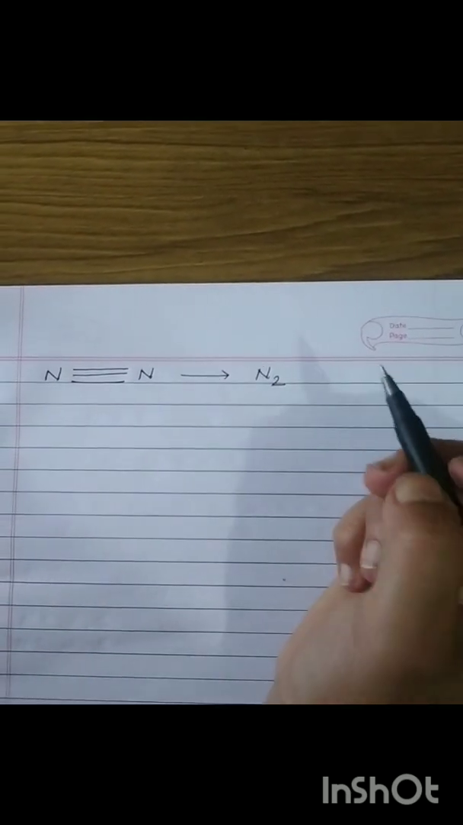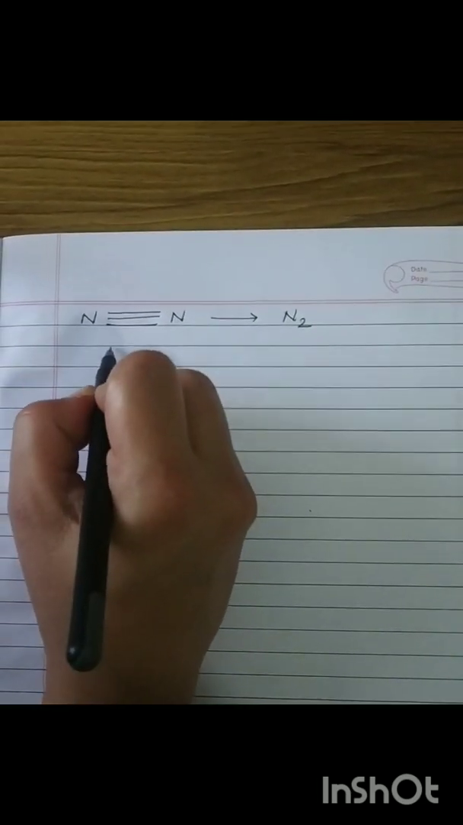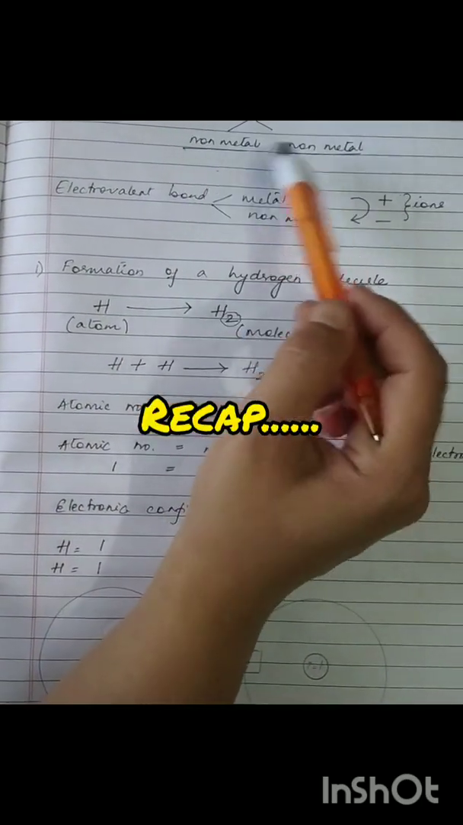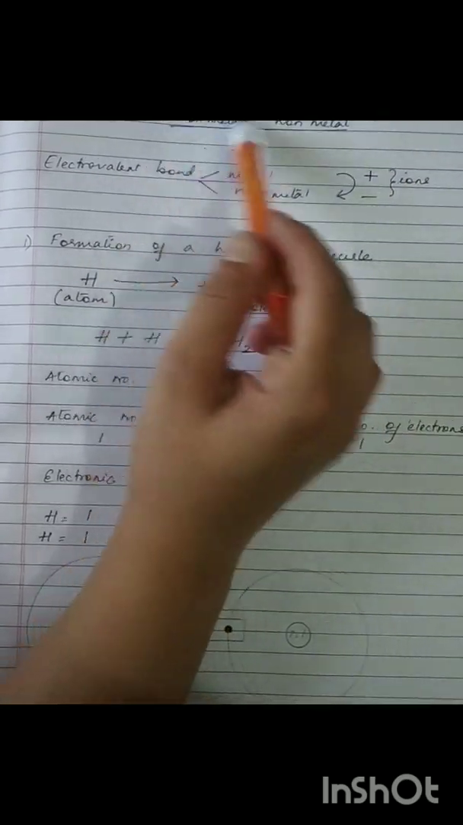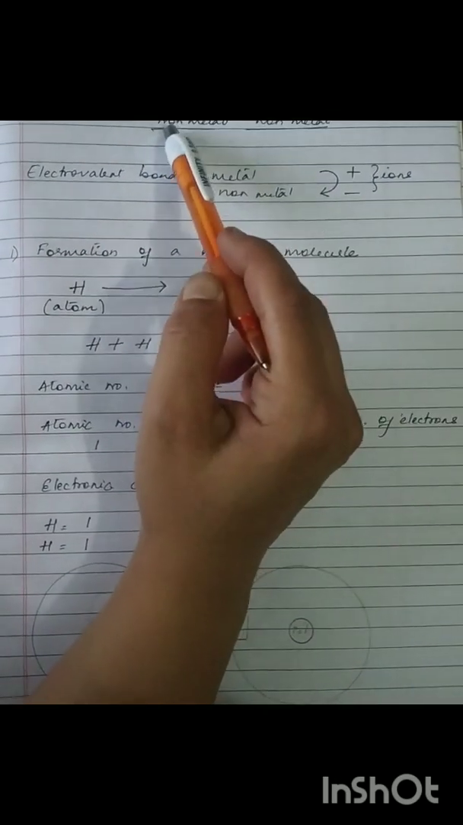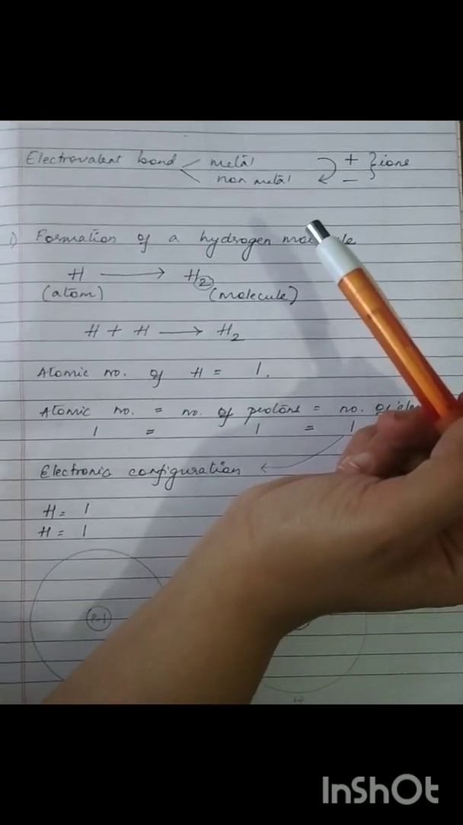So 2 atoms of nitrogen, by sharing 3 electrons each, form a molecule of nitrogen. And since they're sharing 3 electrons each, this type of covalent bond is known as a triple bond. So a covalent bond is formed between 2 nonmetals. In this type of bond, there is no give and take, so there is no formation of ions. The 2 nonmetals share electrons depending on the number of electrons that are required.